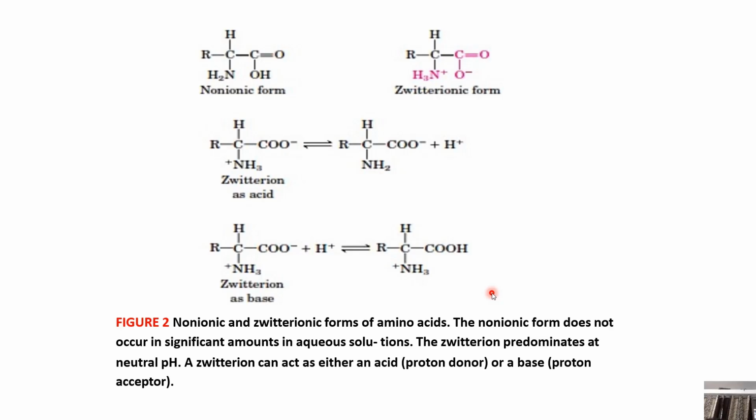If you see the non-ionic and zwitterionic forms of amino acids, the non-ionic form does not occur in significant amounts in aqueous solutions. The zwitterion is predominant at neutral pH. A zwitterion can act as either an acid or a base.